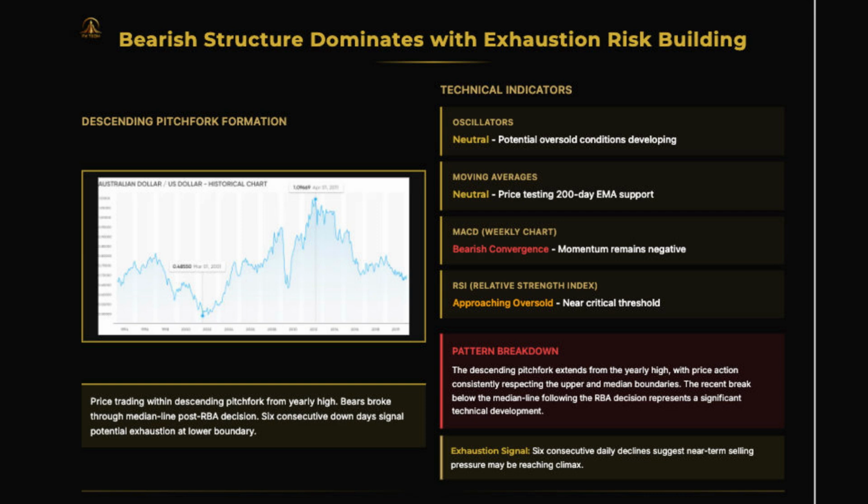The RSI is approaching oversold territory, nearing a critical threshold. While the descending pitchfork pattern confirms the bearish structure remains intact, the combination of 6 straight down days and oversold readings suggests near-term selling pressure may be reaching a climax, though the overall trend remains bearish.